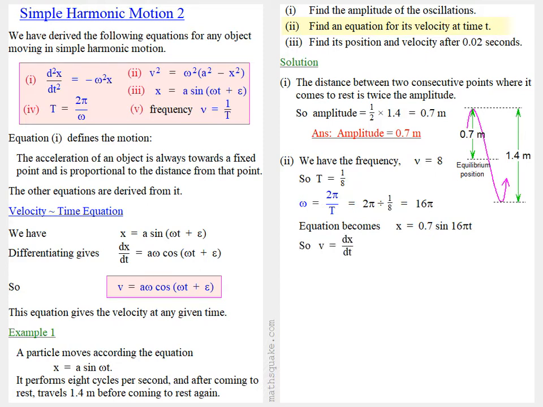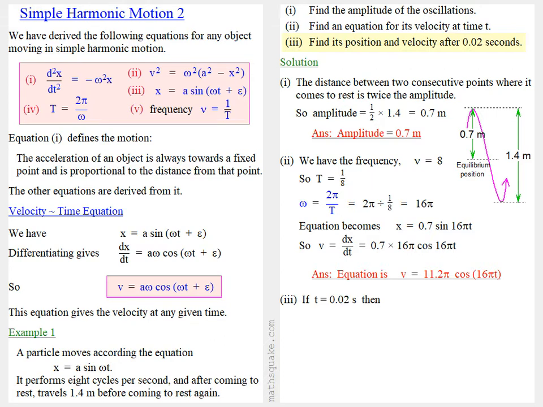Now if we differentiate, v is dx/dt, and that's equal to 0.7 times 16 pi cosine 16 pi t. So the equation for the velocity is v equals 11.2 pi cosine 16 pi t. Now in part 3 we're asked to find its position and velocity after 0.02 seconds.